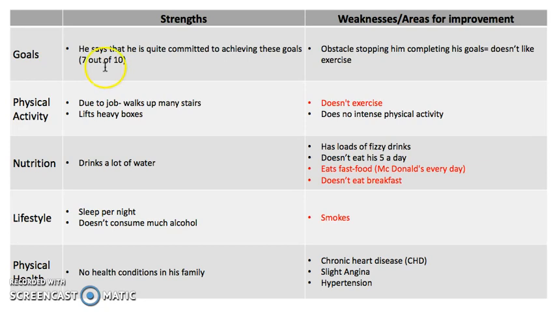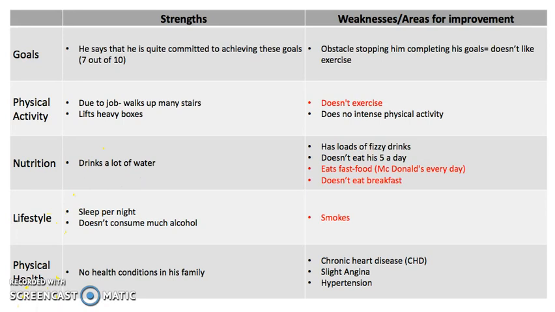The next strength is physical activity. Due to his job it is sitting down, as he's a delivery van driver, but he did say that he does a lot of walking upstairs when he's having to lift heavy boxes and stuff like that. So lifting heavy boxes will be increasing his strength, and walking upstairs will be increasing his cardiovascular endurance. So it will all be helping. He's not doing enough exercise, but this is all good. It's a little bit lacking, but I'll talk about that in a minute. But it's still good that he's building up a little bit of strength from lifting the heavy boxes and walking upstairs.